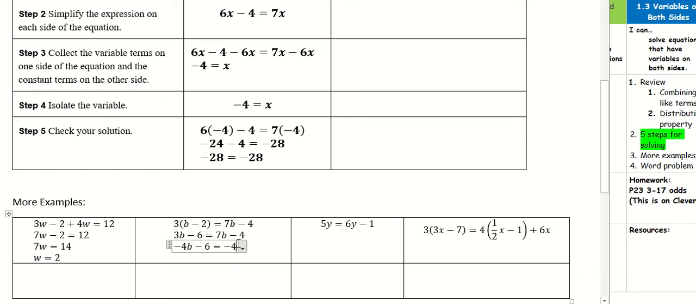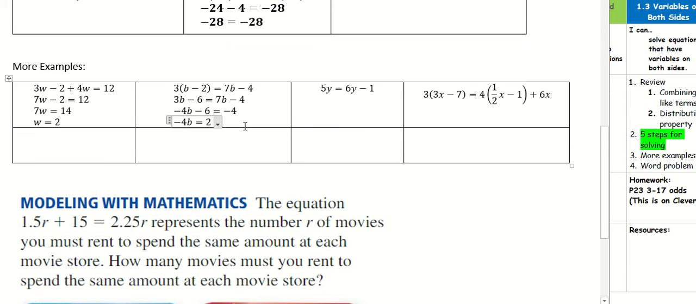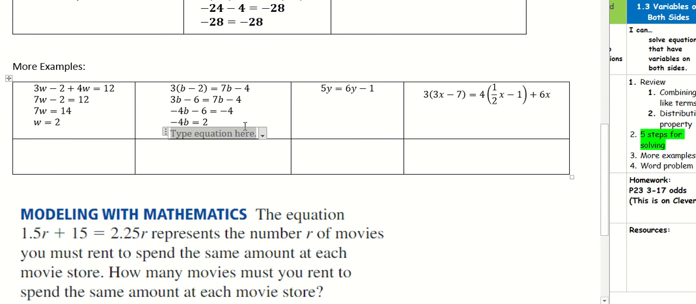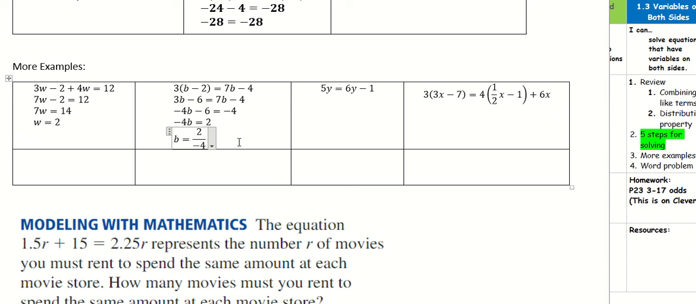Now I'm going to add 6 to both sides so I can move this one over here. Negative 4b minus 6 plus 6, they cancel each other out, so that's gone. When I add 6 to the other side, I get 2. So now I have negative 4b equals 2. My next step is to divide both sides by negative 4. So b equals 2 divided by negative 4, which can be simplified to negative 1/2. And that's my solution, negative 1/2. This is the value that I could plug in up here to get a true statement.